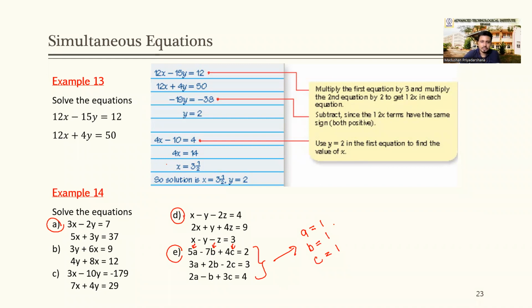Right. Okay. So A equals 1, B equals 1, C is also equal to 1. So if you have solved this simultaneous equation correctly, following the procedure, then you should get these answers. Okay. So this one you try at home.